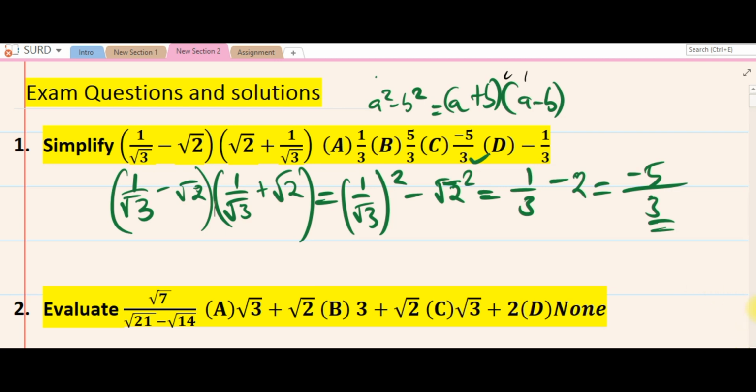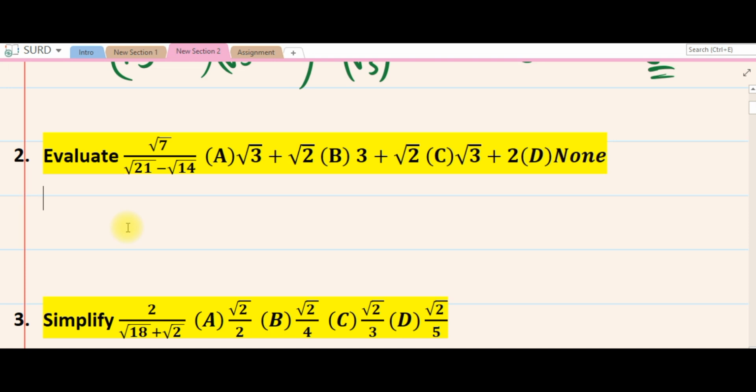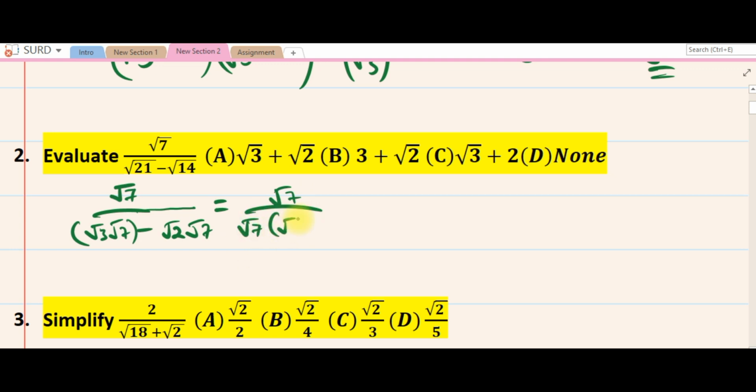So the next question, we are asked to evaluate root 7 over root 21 minus root 14. So the easiest way to solve this is, remember, we can add or subtract if they have the same radicand inside. So I can write root 21 as root 3 times root 7. And I can write root 14 as root 2 times root 7. So which is now root 7 over, we can factor root 7 out. So we have root 3 minus root 2. So finally root 7, we have 1 over root 3 minus root 2.